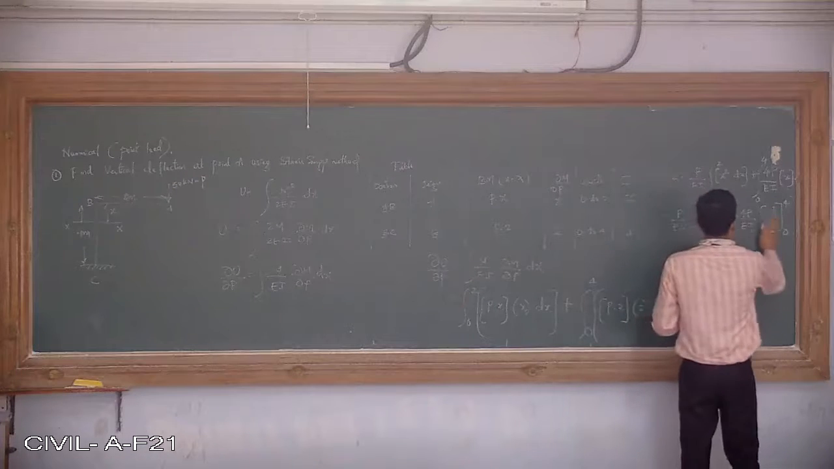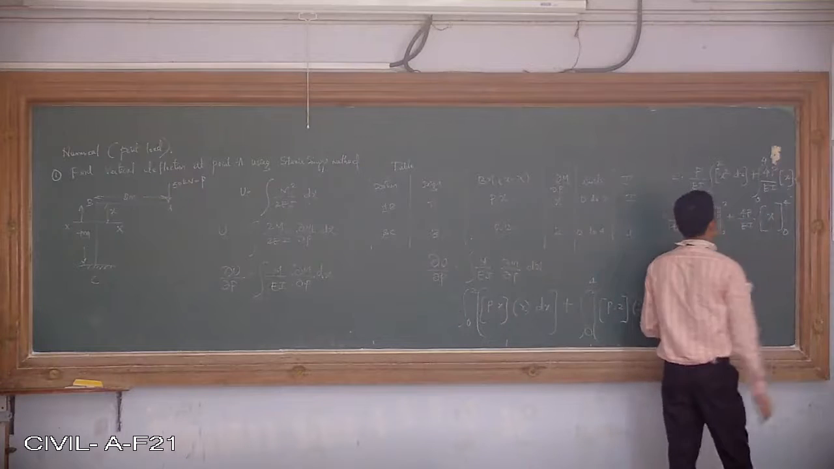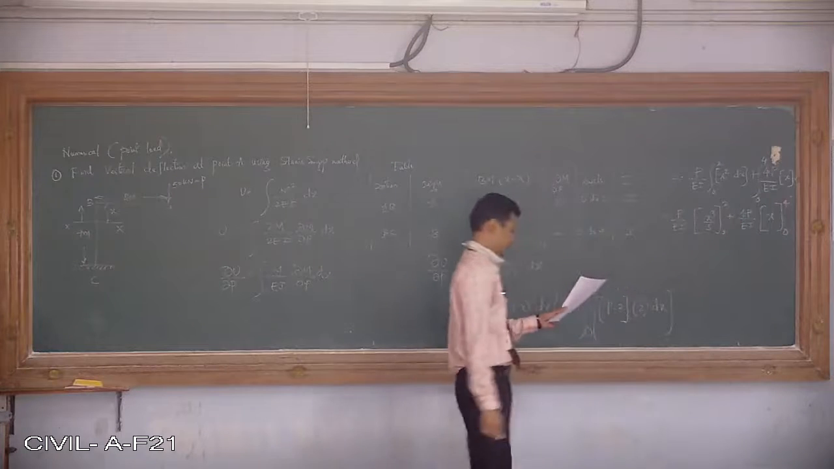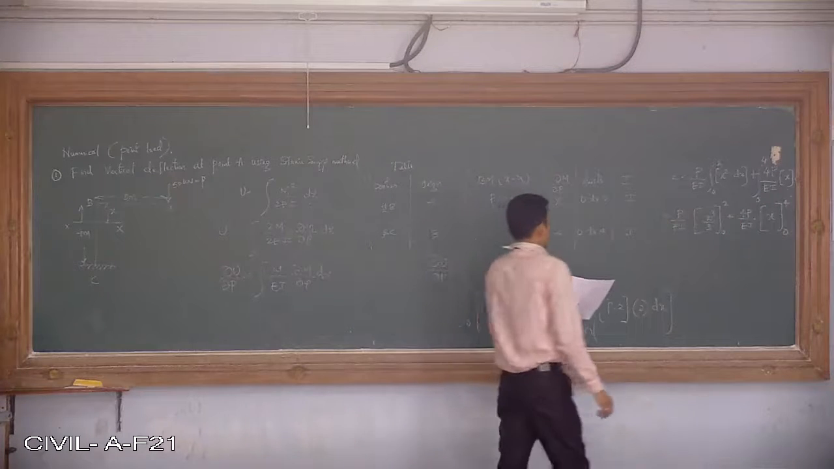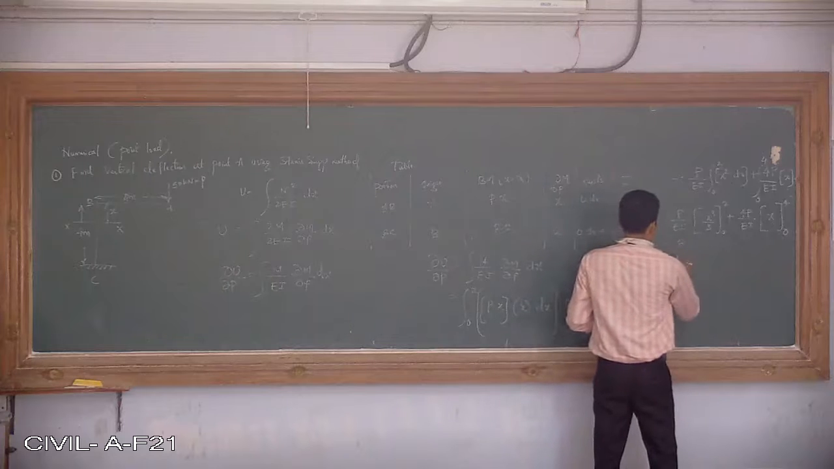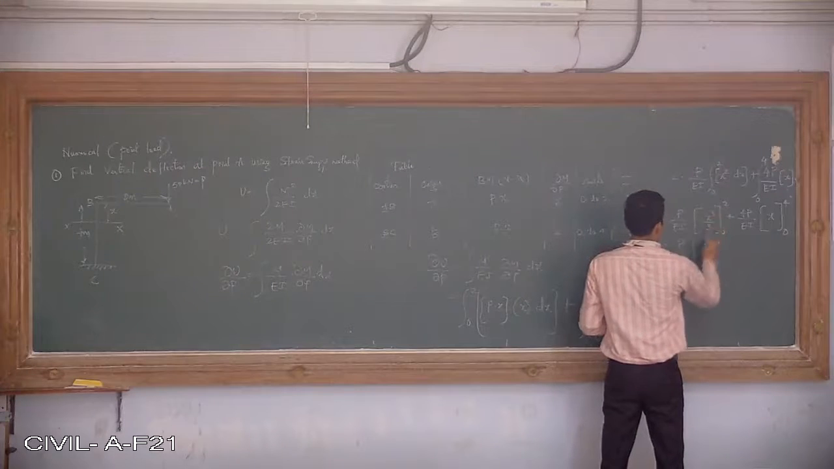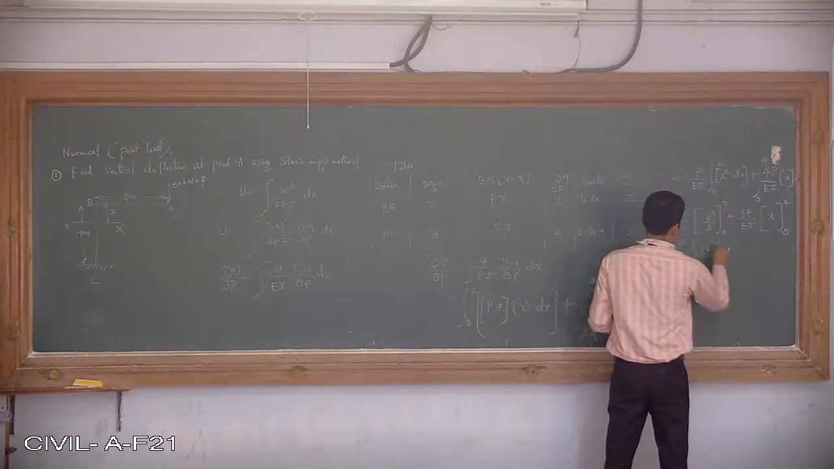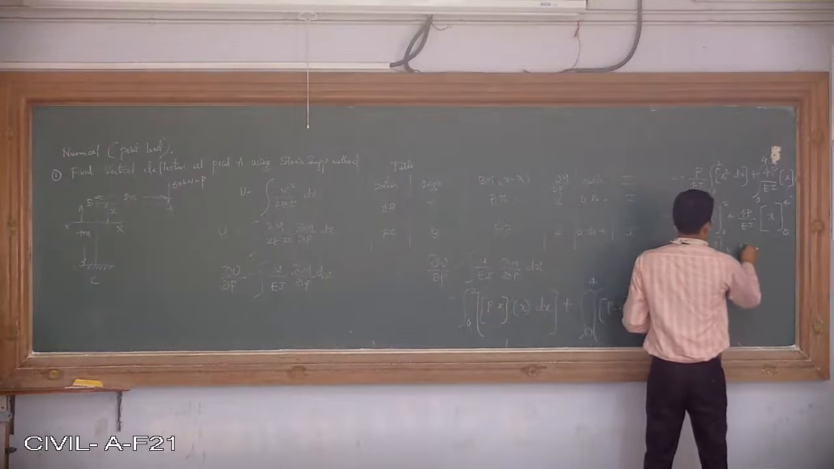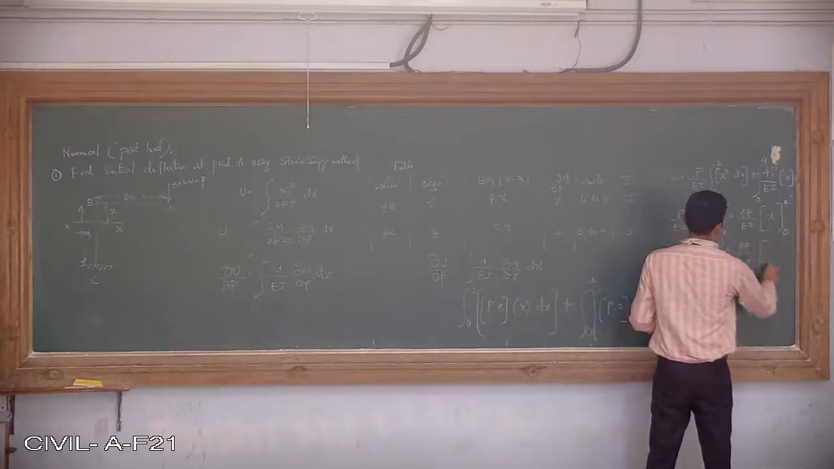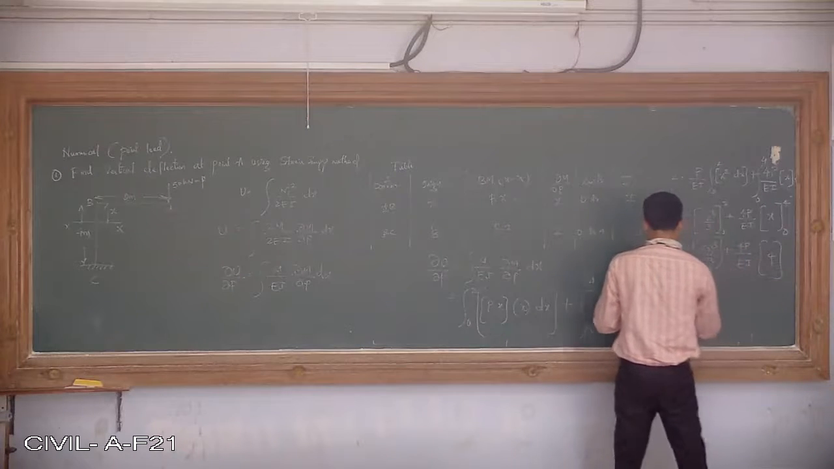Directly X, not X square, dx is X. Okay, so we have P by EI, just put X, it is 2 cube by 3, plus 4P by EI, X is 4 inside.